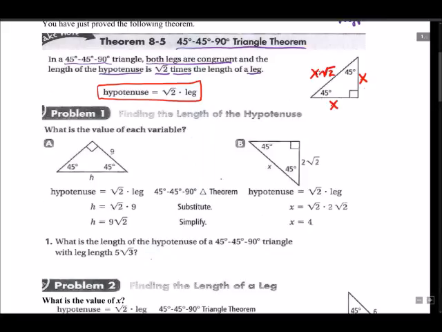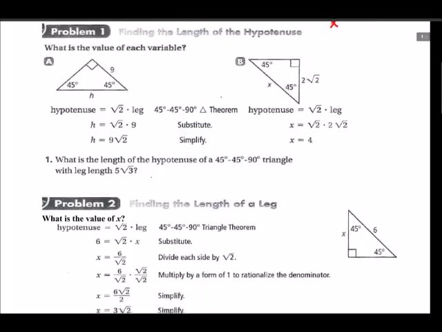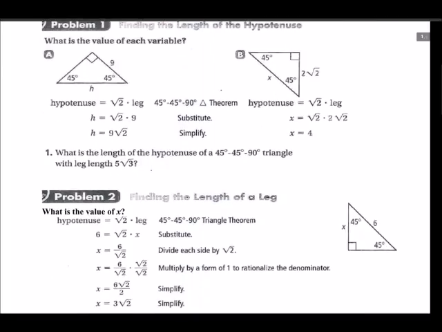You can also always use the formula. Both of these ways work. Labeling the diagram is going to be the easiest. So let's take a look at how this works. We want to find the value of the missing side, the value of each variable. And so in our first triangle here, we know that our leg here is 9, and we're looking for the length of our hypotenuse. Well, I know this one is 9 as well.